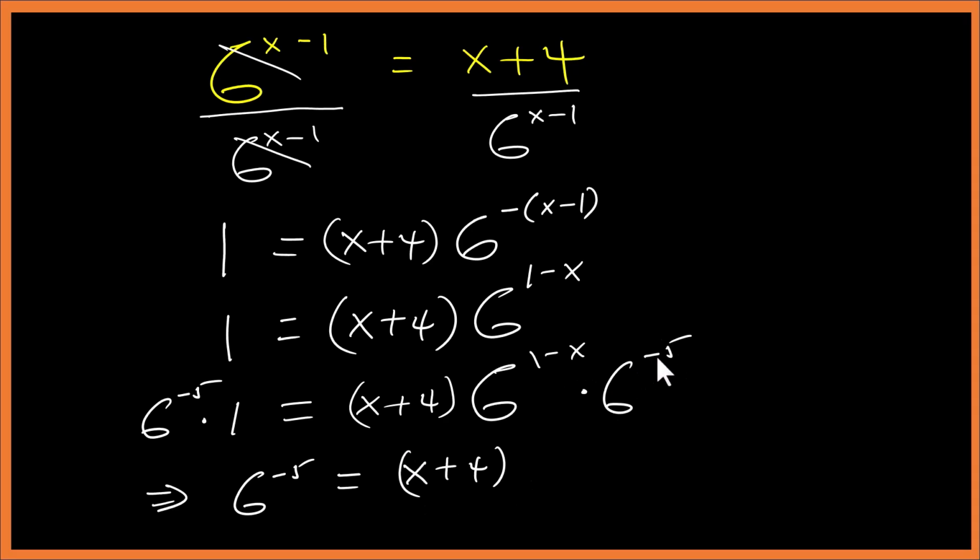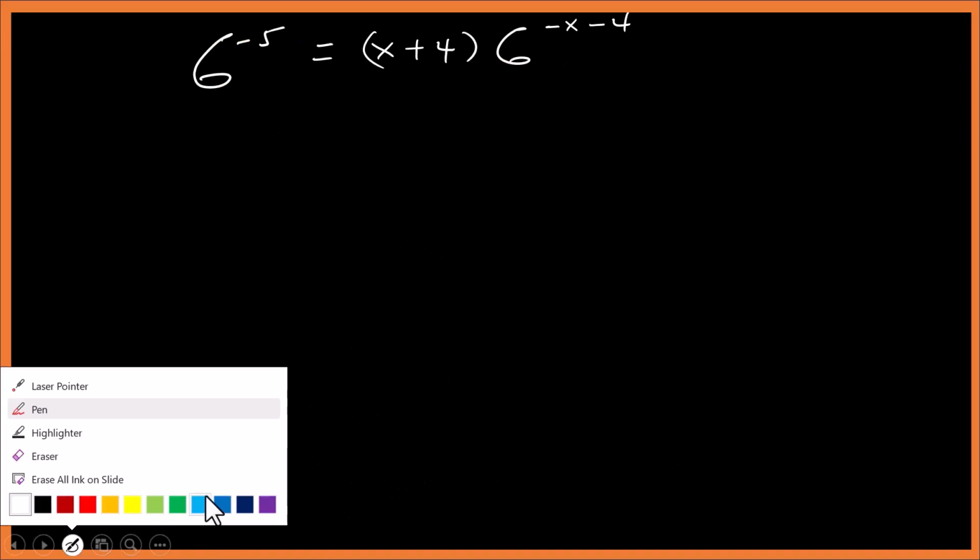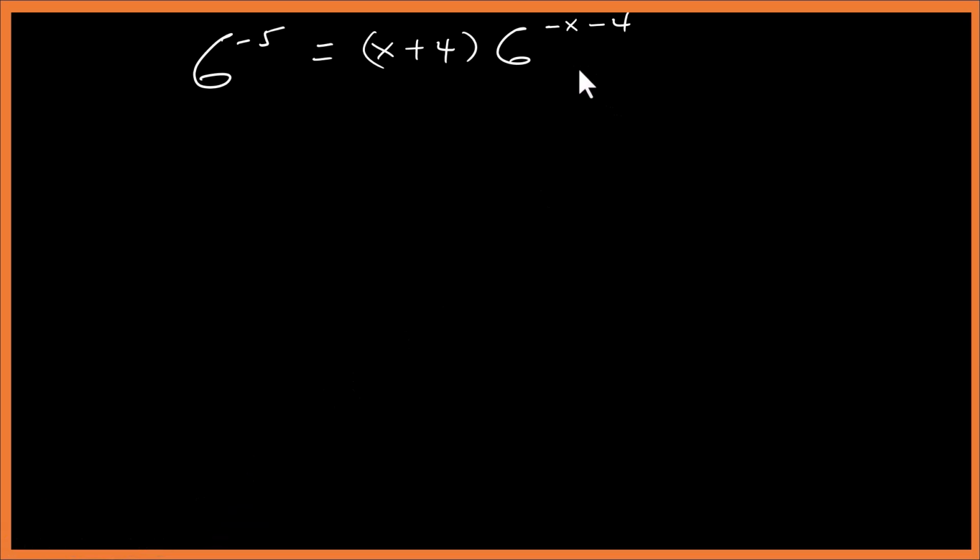So let's perform the indices. This side will be 6, so I've left it minus x minus 4. Okay, so we have minus x minus 4 here. But this side is x plus 4. Now let's move on. 6 raised to minus 5 equals x plus 4. So let's write this one.